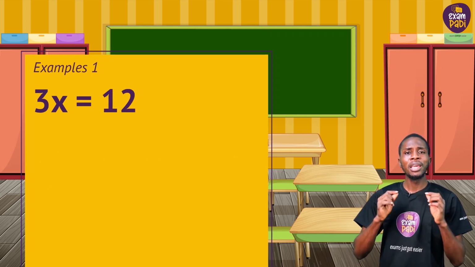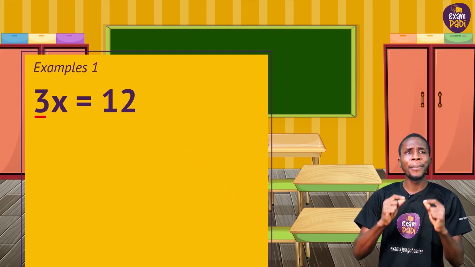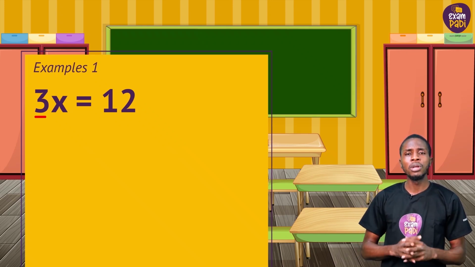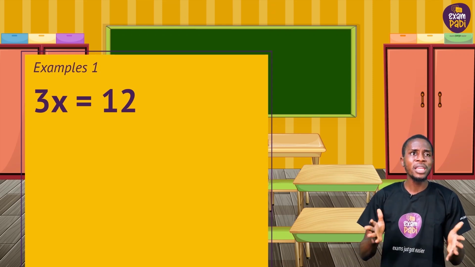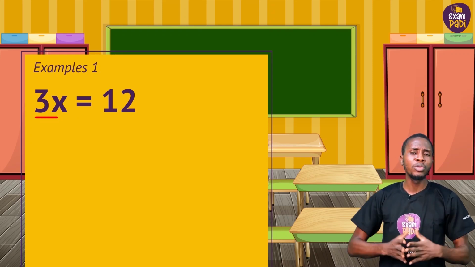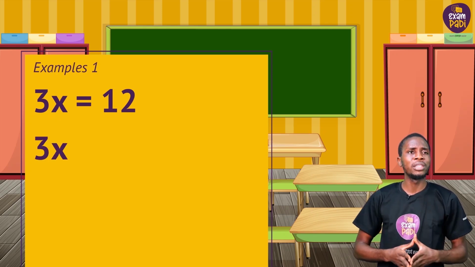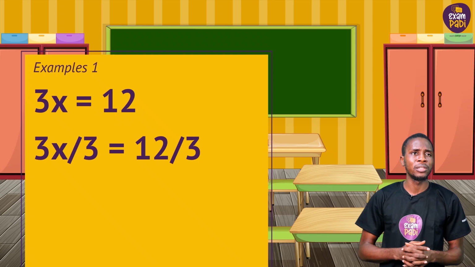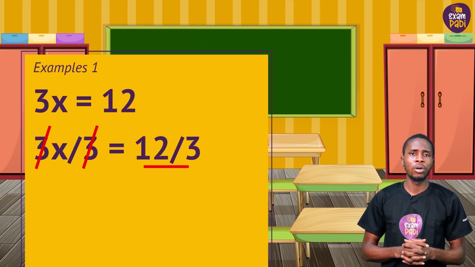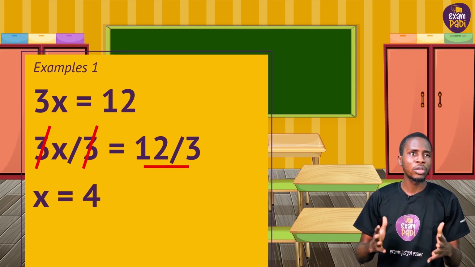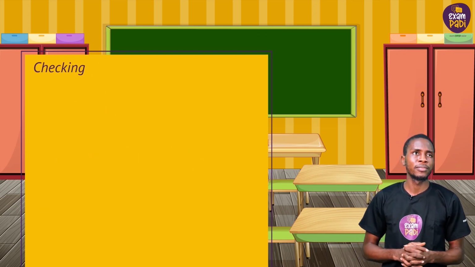Step 3. If the variable has a coefficient, divide both sides by the coefficient of the unknown. Remember to do this on both sides of the equation. We have 3x equals 12. We are dividing both sides by the coefficient of the unknown, which is 3. 3x over 3 equals 12 over 3. 3 will cancel 3. 12 divided by 3 is 4. Therefore, x equals 4.